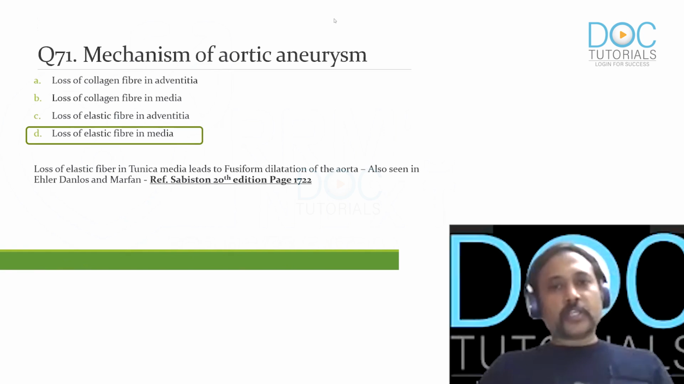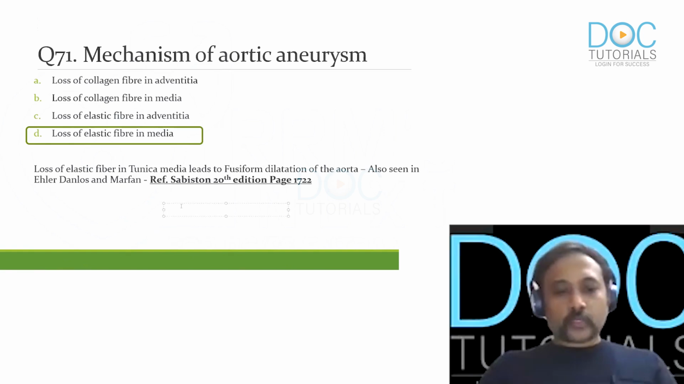So what is the difference between a pseudo aneurysm and a true aneurysm? Anybody? Classical differentiation, pseudo aneurysm versus true aneurysm. What is going to be the major difference?